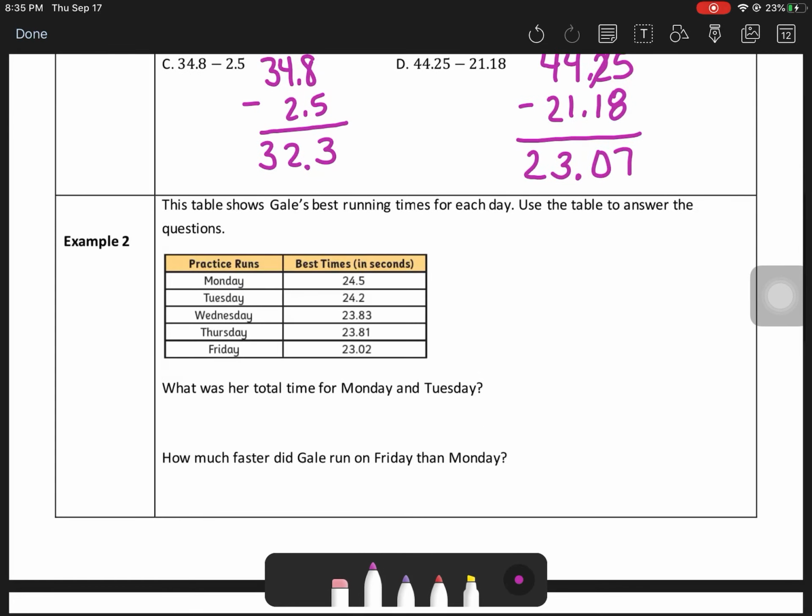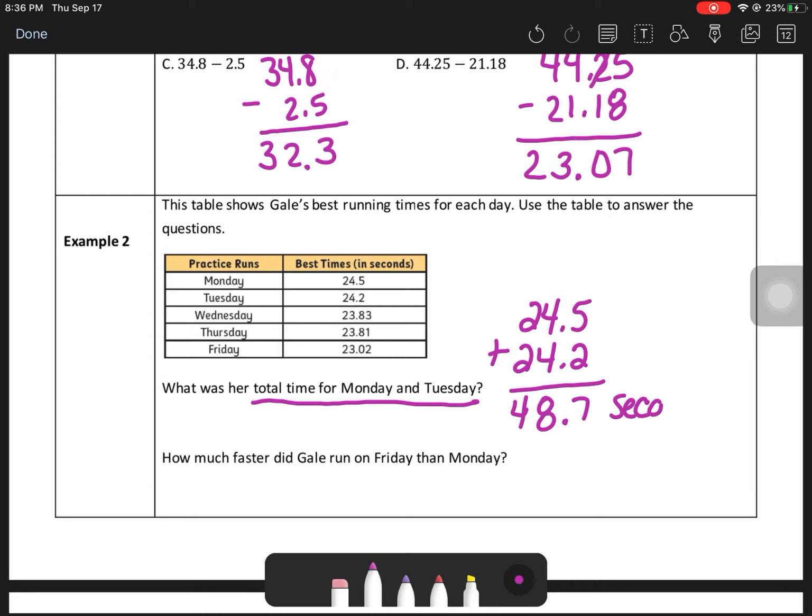In the next section, we have a word problem. It says, this table shows Gail's best running times for each day. Use the table to answer the question. What was her total time for Monday and Tuesday? Total means to add, so we're going to take 24.5 plus 24.2, lining up the decimals. 5 plus 2 is 7, 4 plus 4 is 8, and 2 plus 2 is 4, bringing the decimal straight down, and we're going to label it as seconds.